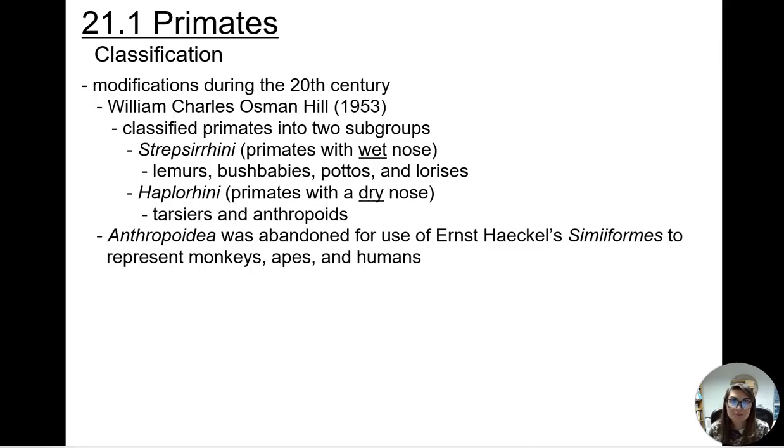More modifications were made during the 20th century. We have classified primates now into two subgroups. We have Strepsirrhini, which are primates with wet noses. These are lemurs, bush babies, pottos, and lorises. And we have the Haplorrhini, which are primates with dry noses. These are your tarsiers and your anthropoids. Anthropoidea was abandoned in favor of Ernest Haeckel's Simiiformes, which represents the monkeys, the apes, and the humans.